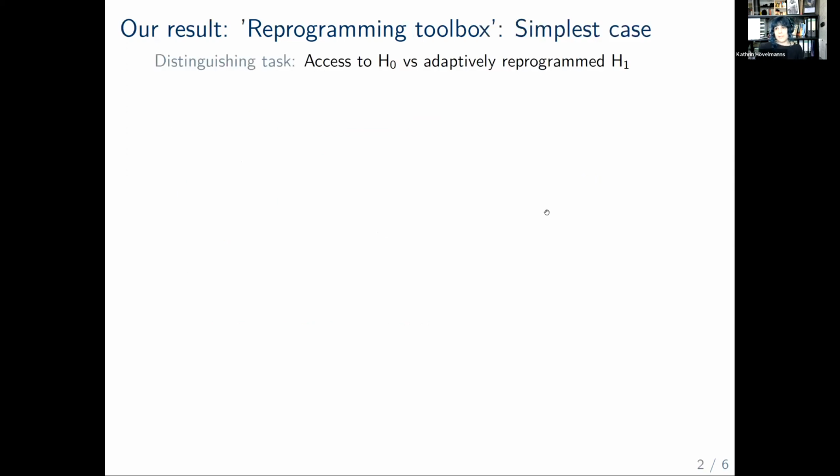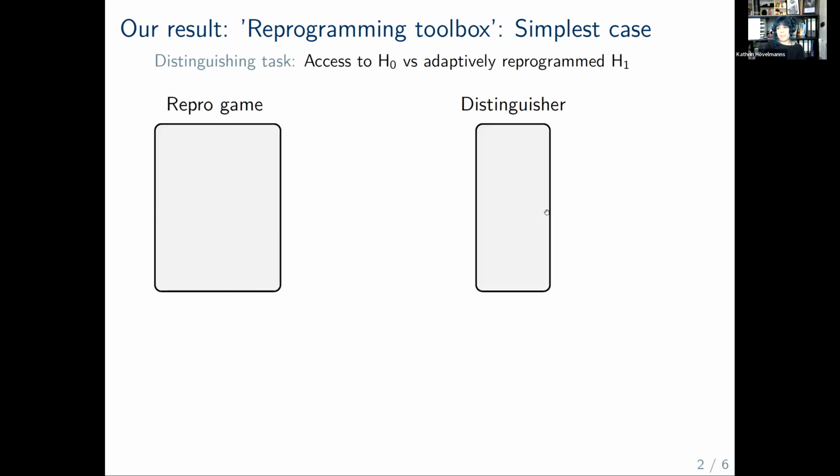So our result is a reprogramming toolbox, and I'll first sketch the simplest case of reprogramming, and then afterwards show how this result can be generalized. So what we consider is a distinguisher tasked with distinguishing between quantum access to the general random oracle H0 or access to its reprogrammed version H1. And the game goes as this.